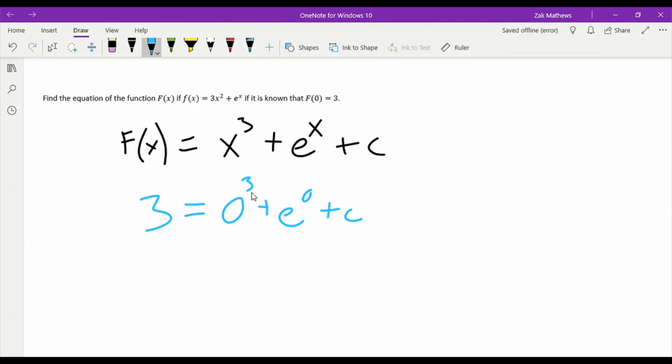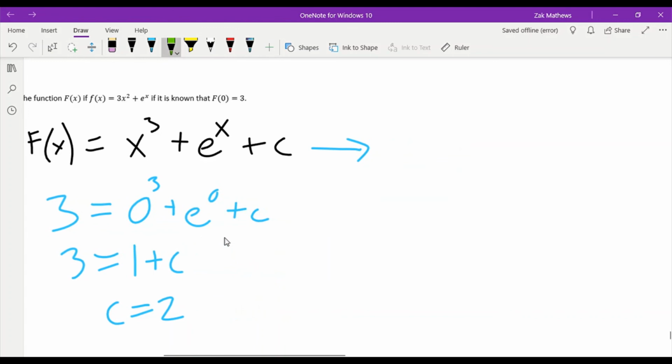And so 0 to the third is 0. E to the 0th is 1. So we have 3 equals 1 plus c. And that means that c has to be equal to 2. And so now we can write out exactly what that equation is. I'll put the final answer in green. Our function, big F of x, is going to be equal to x cubed plus e to the x plus the 2 that we just found.